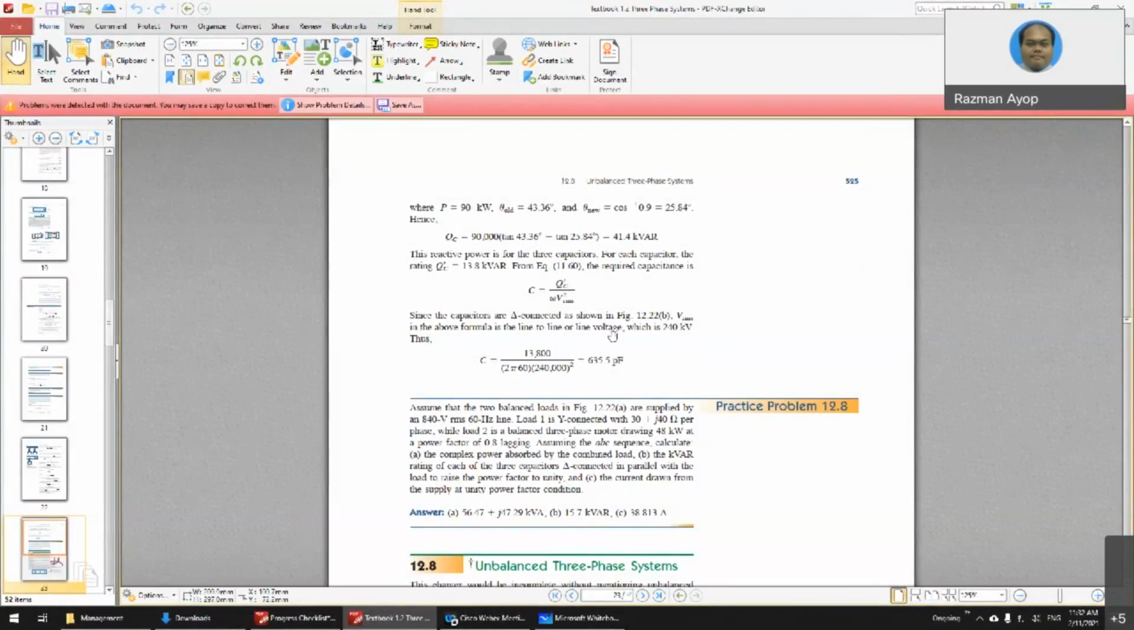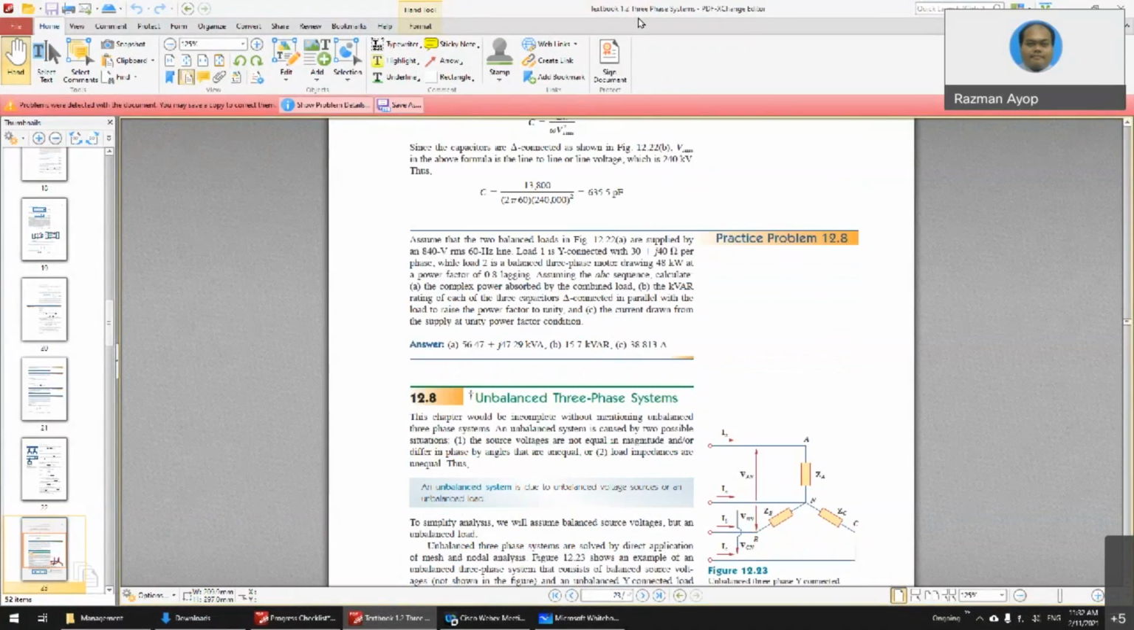And now we continue with the unbalanced three-phase system.